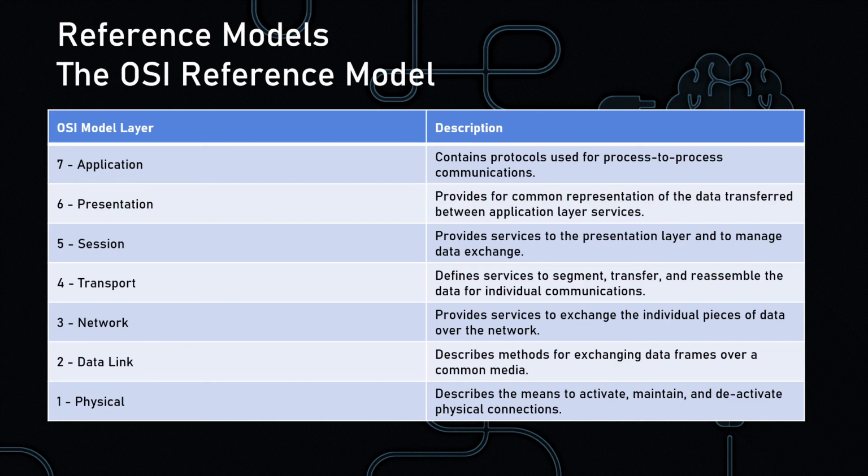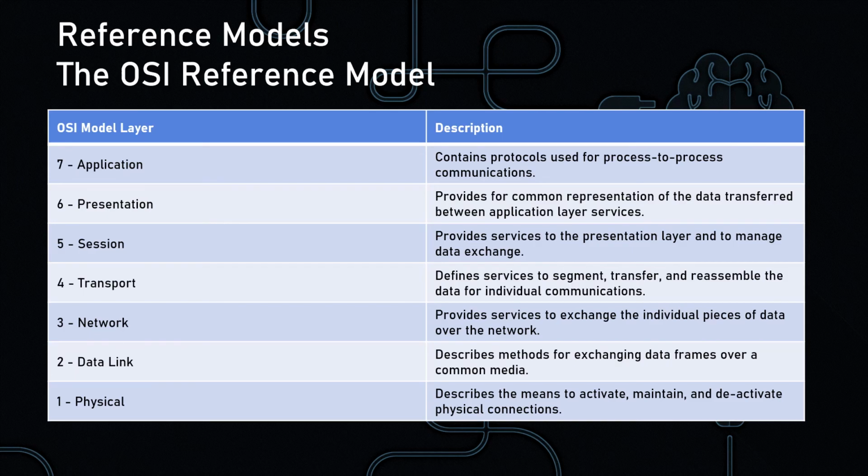So the layer 4, transport, deals with services to segment, transfer, and reassemble data for individual communications. This is often where we start breaking data into pieces to make it easier to transport across a network. The network layer provides services to exchange individual pieces of data, so that's the transportation across different physical devices. Layer 2 deals with methods for exchanging frames of data over common media, so being able to send things over fiber optic or copper line. And then physical is the means to activate, deactivate, and maintain a physical connection between network interfaces.